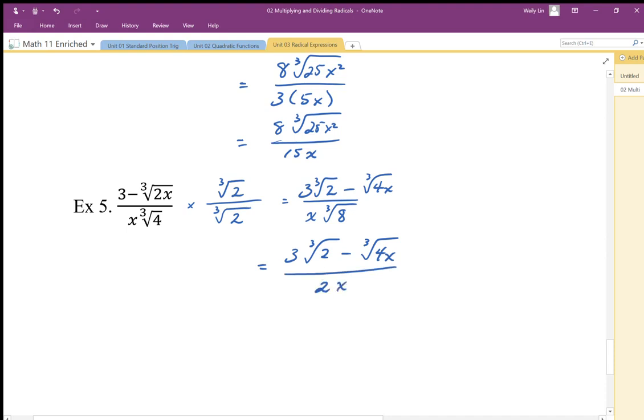So there it is. Now we've rationalized the denominator. We've taken the radical out of the denominator and in some ways moved it up into the numerator, making that denominator rational.